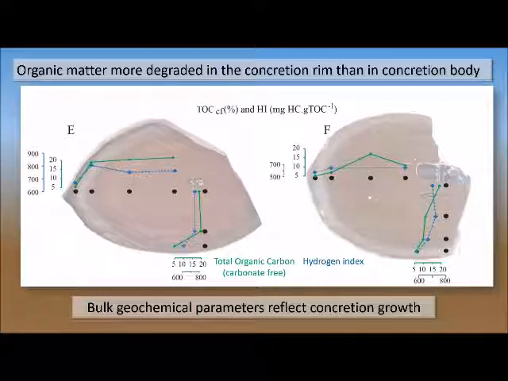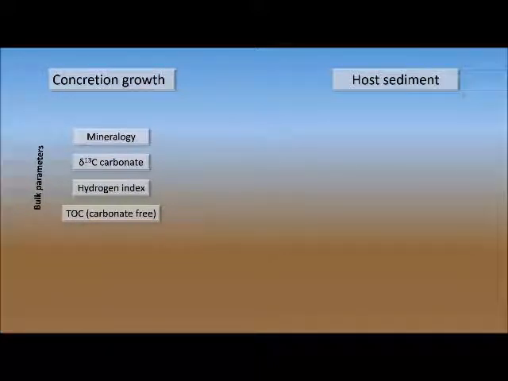So likely, whatever microbial community occurs in the outer rim is present and active there, and degrades the organic matter more efficiently, or takes more time to form, or something like that. So far, everything represents the processes of concretion growth. All the bulk parameters we've looked at, we don't see much signal from the host sediment. We don't know much about the paleo environment, more about the concretion growth processes.